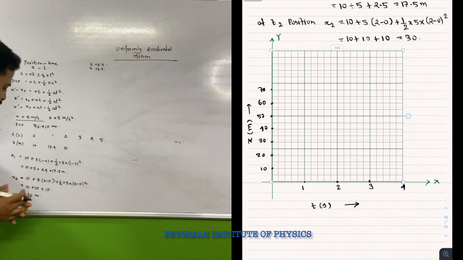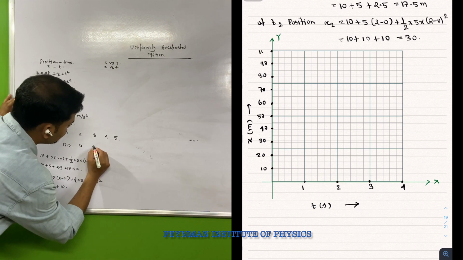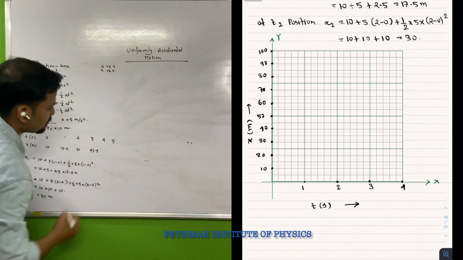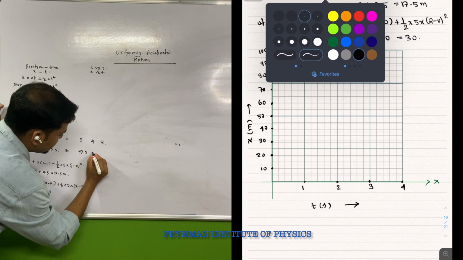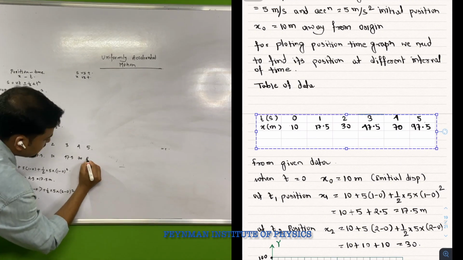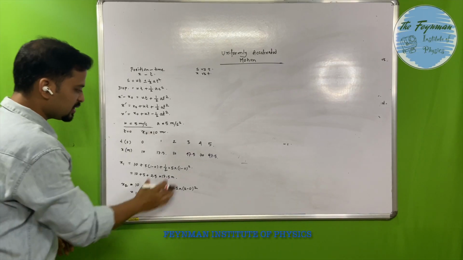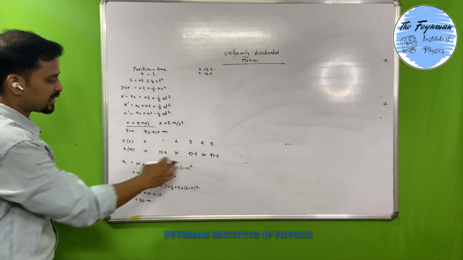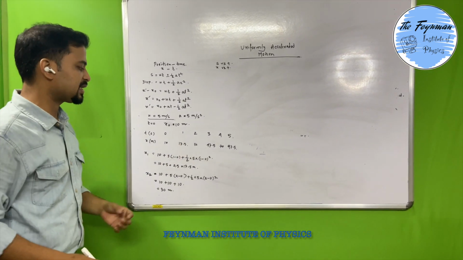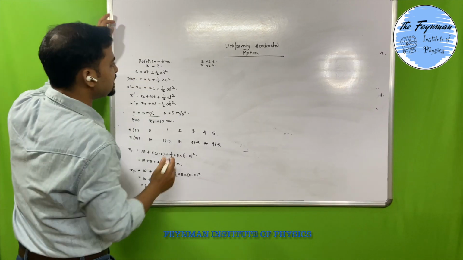In this way, by using this equation you can find that the position of the particle at 3 seconds will be 47.5, at 4 seconds it is 70 meters away from the origin, and at 5 seconds it is 97.5 meters away from the origin. So by using this equation you can calculate the position of the particle at different instants of time. Now you can plot the s versus t graph.